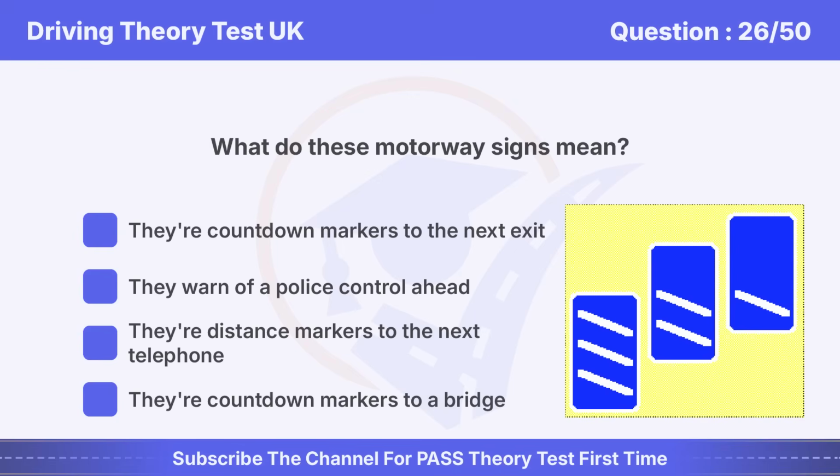Question 26. What do these motorway signs mean? Option A. They're countdown markers to the next exit. B. They warn of a police control ahead. C. They're distance markers to the next telephone. D. They're countdown markers to a bridge.